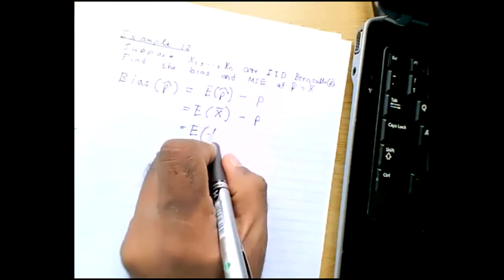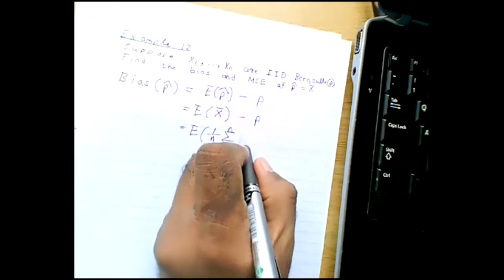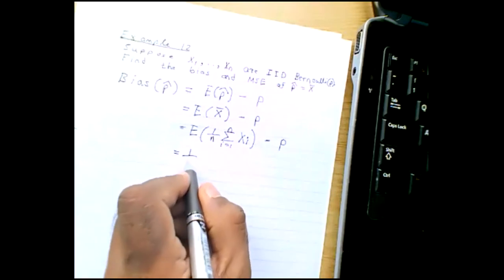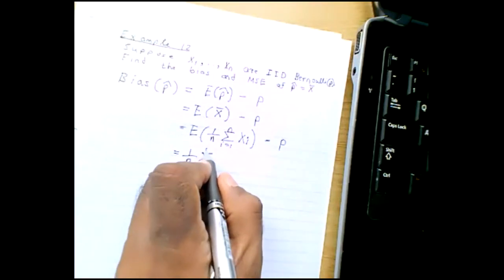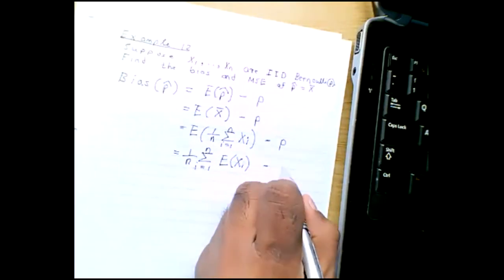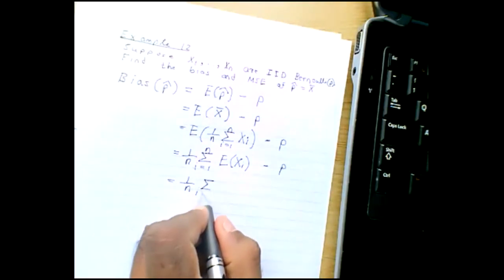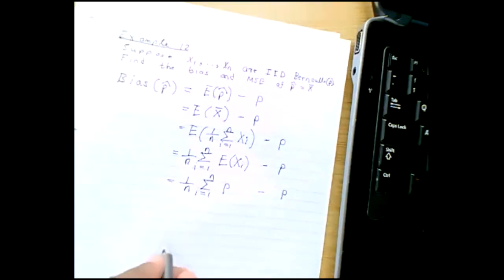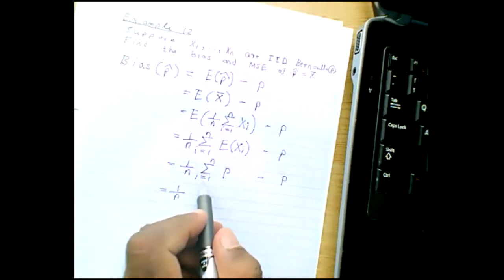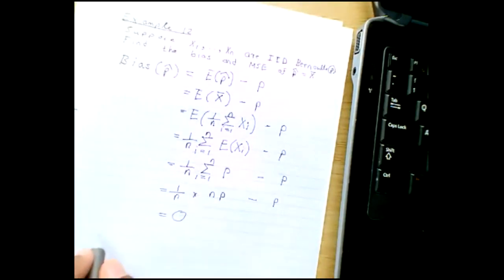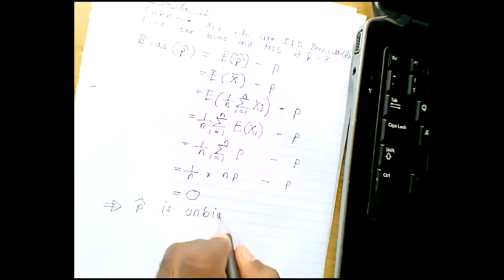This is the expectation of the sample mean. Okay. Now if you take the expectation inside, this becomes 1 over n times the sum of the expectation of Xi minus p. Now, the expectation of a Bernoulli, as I mentioned a minute ago, is equal to p. Now, p is a constant with respect to i, so the sum of a constant is n times the constant, and this is clearly 0. So this implies that p hat is unbiased for p, right?